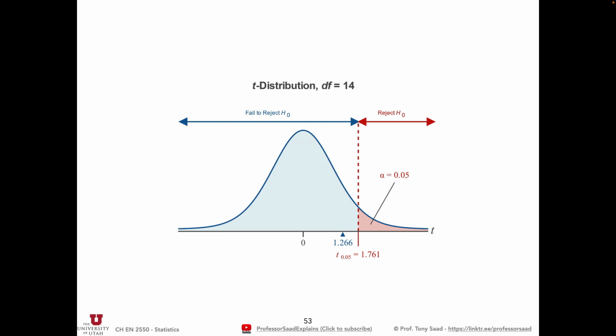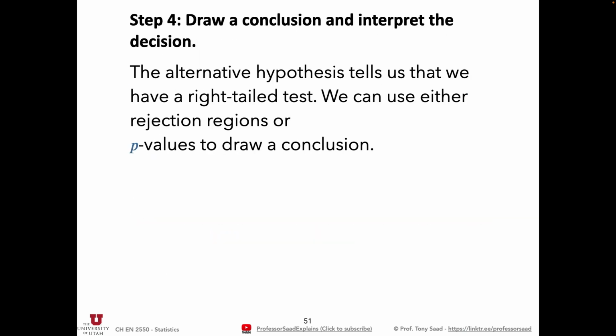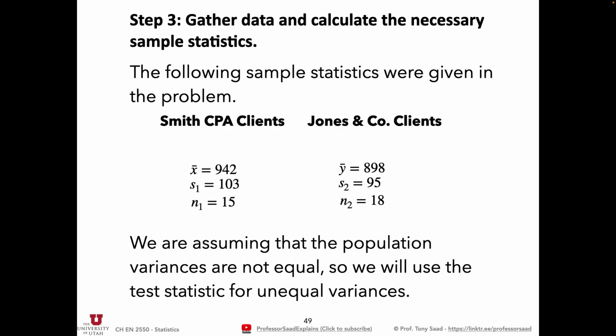What was our hypothesis, what we were doing? Oh yeah, the CPA. So you know what, they get about the same tax refund. We don't have enough evidence to say that Smith CPA is getting a larger tax refund than the other guys. Okay, so you can go uptown, downtown, it doesn't matter, you're going to get the same tax refund, okay?